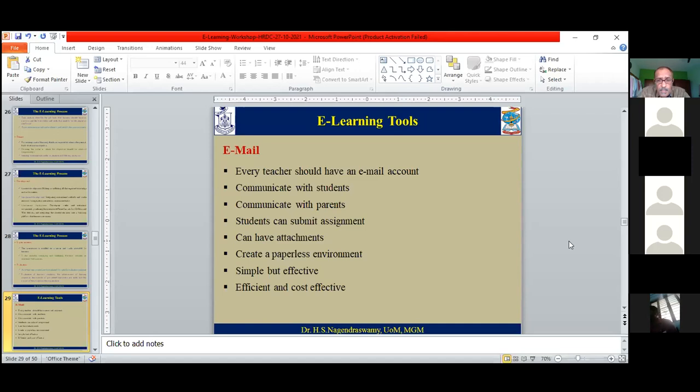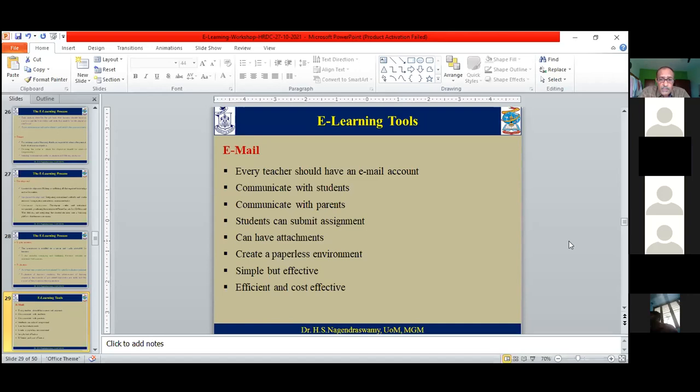So with this, now let's look at some of the e-learning tools. Of course, many of these tools are already familiar to you. I did not give an explicit explanation for them, but I just covered them for the sake of continuity and completeness. Okay.